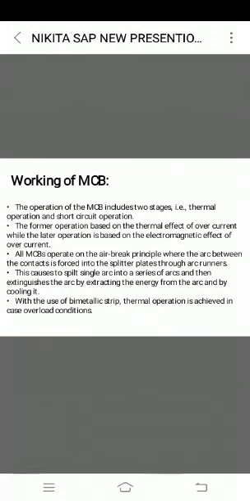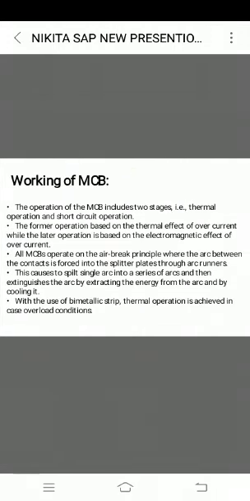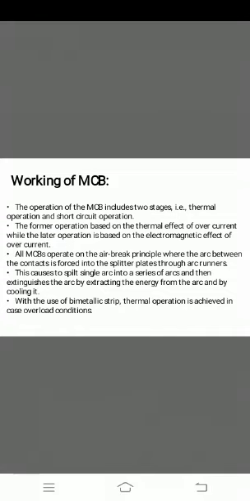Then working of MCB. The operation of MCB includes two stages, that is thermal operation and short circuit operation. Here are two types of operation. First is thermal operation and second is short circuit operation. The former operation is based on the thermal effect of overcurrent, while the latter operation is based on the electromagnetic effect of overcurrent. Means thermal operation is obtained when there is overcurrent, and short circuit operation happens when there is electromagnetic effect of overcurrent.